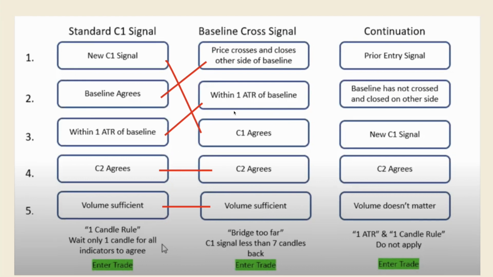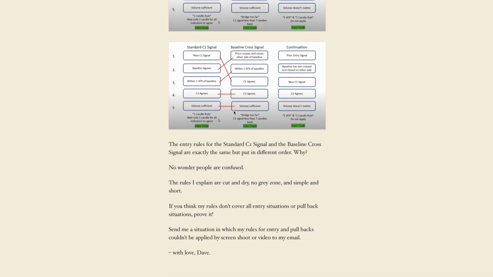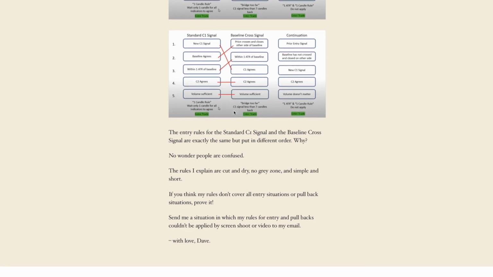I don't know what they're writing this for. This is so confusing. If you think my rules for entry and pullbacks have some sort of flaw in them, I challenge you to show me a screenshot or a situation that my pullback and entry rules wouldn't suffice for. They are rock solid. You won't be able to find it. But if you do, send me an email and try to debunk my rules. On the next lesson, we'll go into continuation trades.